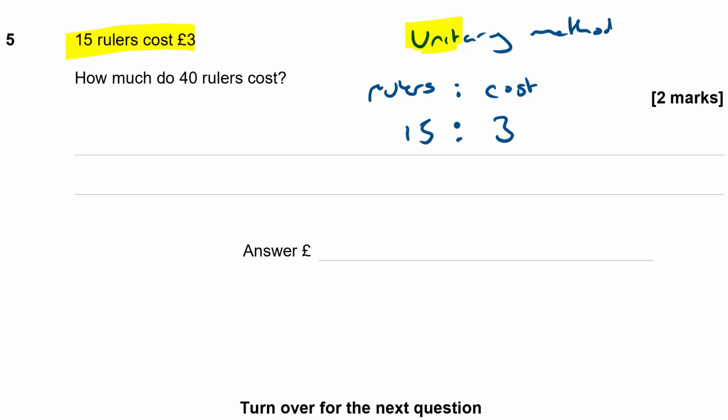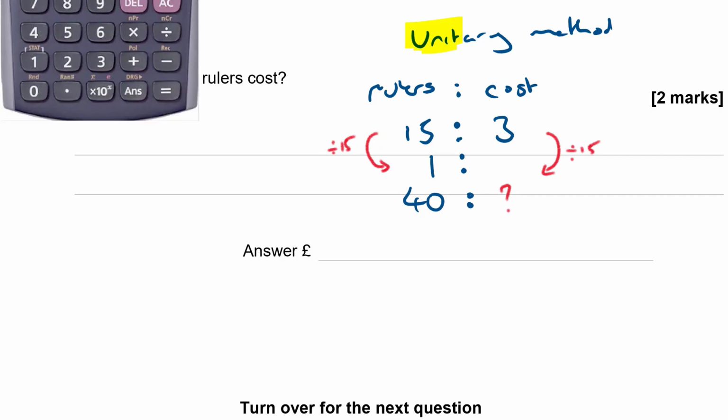And we want to find what the cost of 40 rulers is. So we can do that as a ratio. We're going to scale up our ratio from 15 to 3 to 40 to something, and then this number here is going to be our answer. It's called the Unitary method because we're going to go via 1. So first off, we work out the ratio of 1 to something. So now we want to move from 15 to 1, which means divide by 15. And we have to do the same thing over here, so we're going to have to divide by 15 here. So this is a job for our calculator.